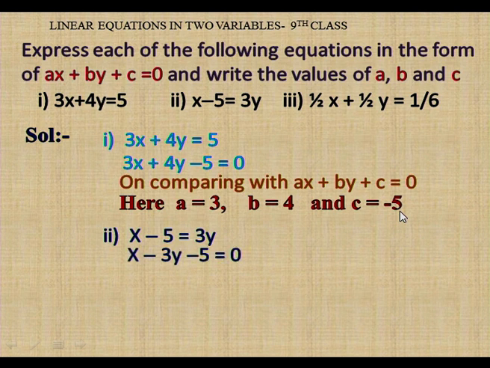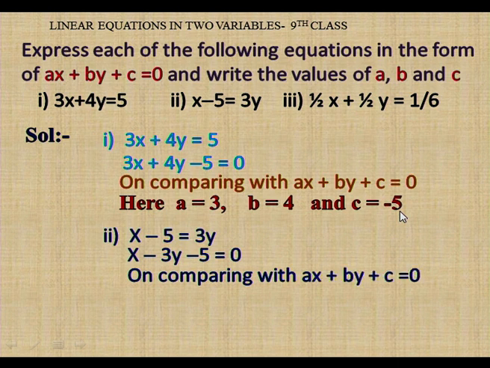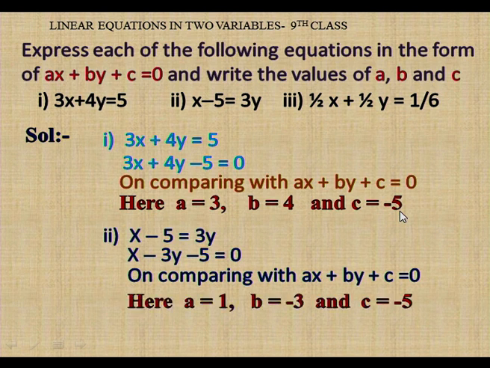Let me go to the second one, x minus 5 is equal to 3y. Again, I am changing it into standard form, that is x minus 3y minus 5 is equal to 0. When I compare this with the standard form ax plus by plus c is equal to 0, what will you get here? The a value is equal to 1, the b value is equal to minus 3, the c value is equal to minus 5. Are you clear, children?